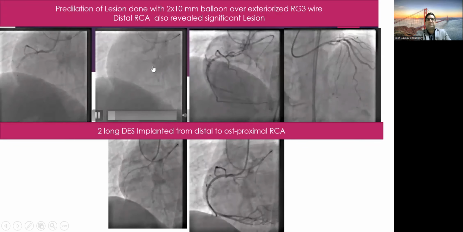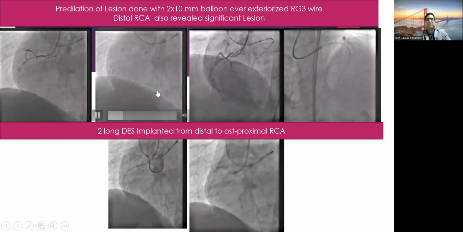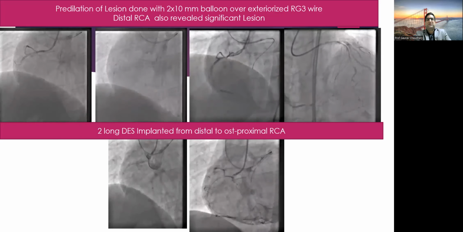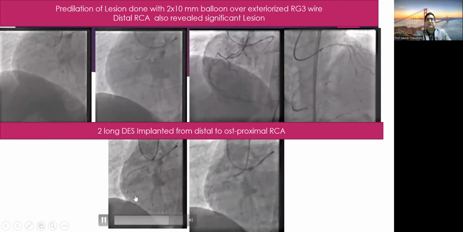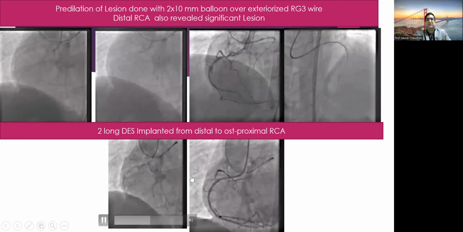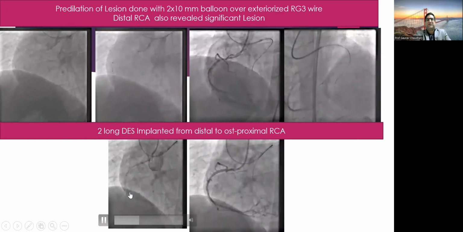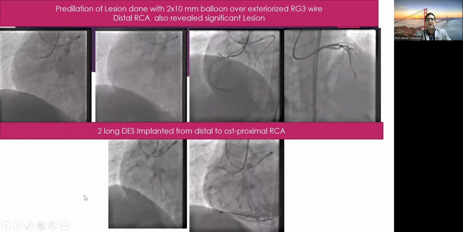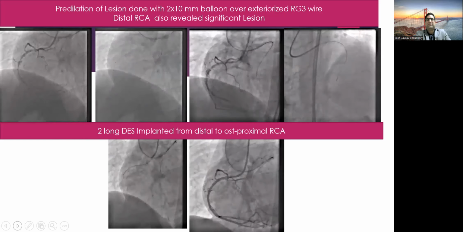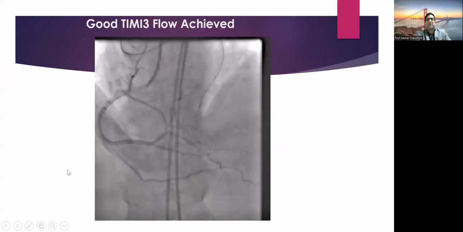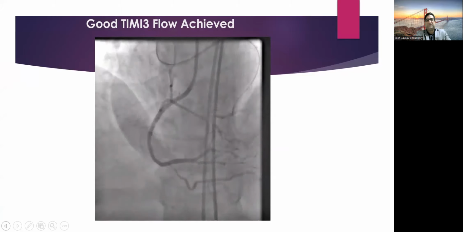So then the things were simple. The distal microcatheter was pulled back a bit into the septals. Then the pre-dilatation of the lesion was done, and the procedure was done over the externalized RG3 wire. The distal RCA also revealed a significant lesion, and two long stents were implanted from ostial to the distal RCA. So this is how a good TIMI 3 flow was achieved.